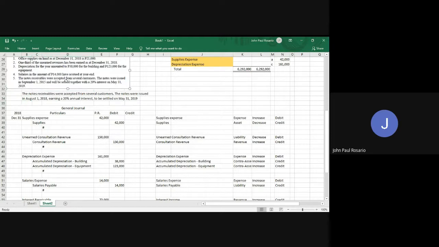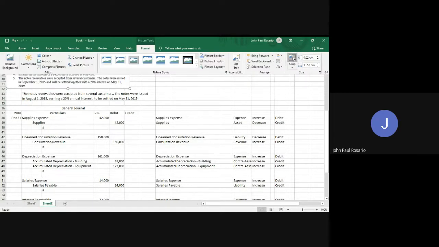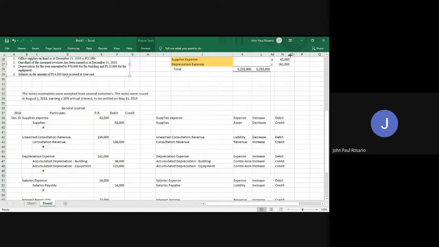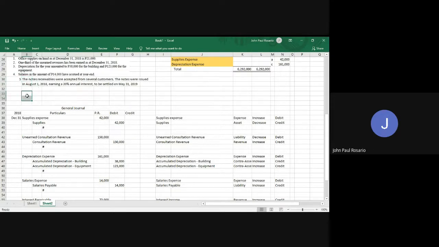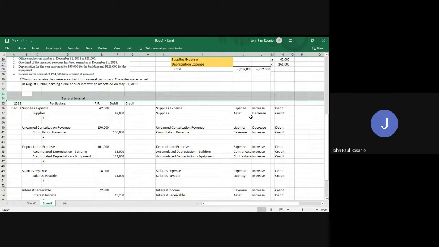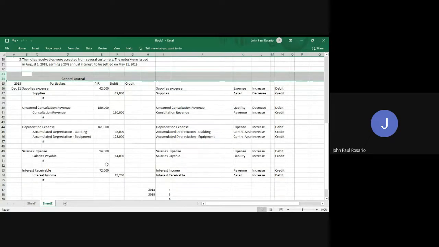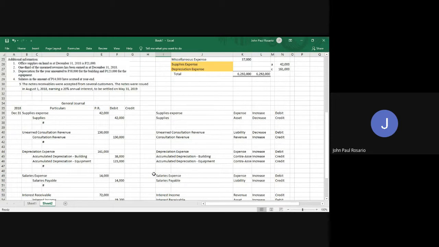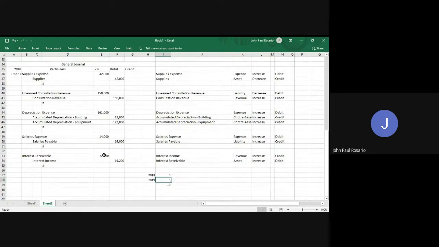Okay, so let's crop this one. Itong tanggalon ni number 5. And then we put it here, number 5. Okay. So our adjustment dayon would be, so 72,000, multiply na to ng 20%, and then 5. Okay, sorry. 5 months na sa 2018. Anong 5 months man? August, September, October, November, December. So 5 months.